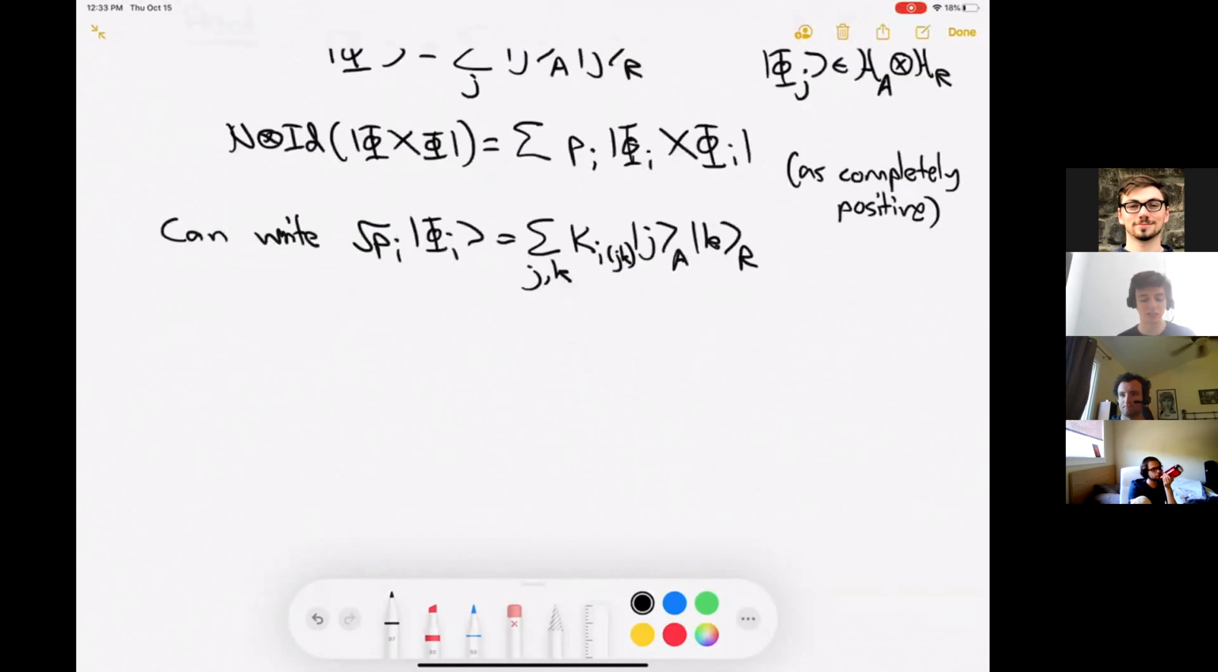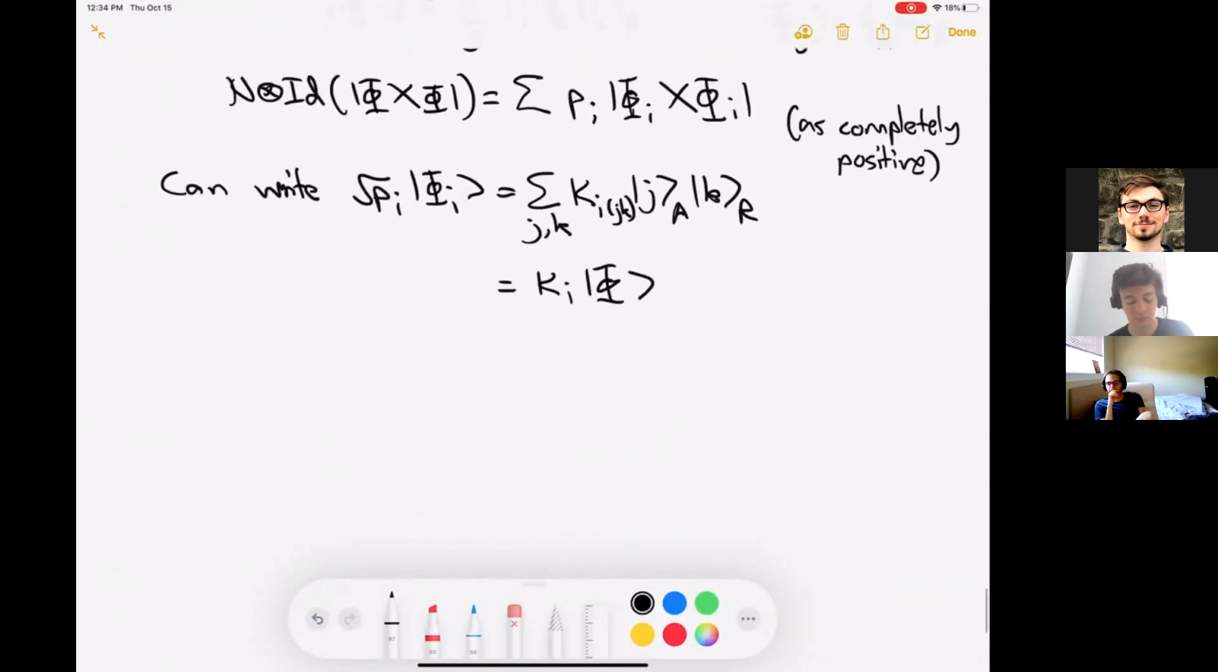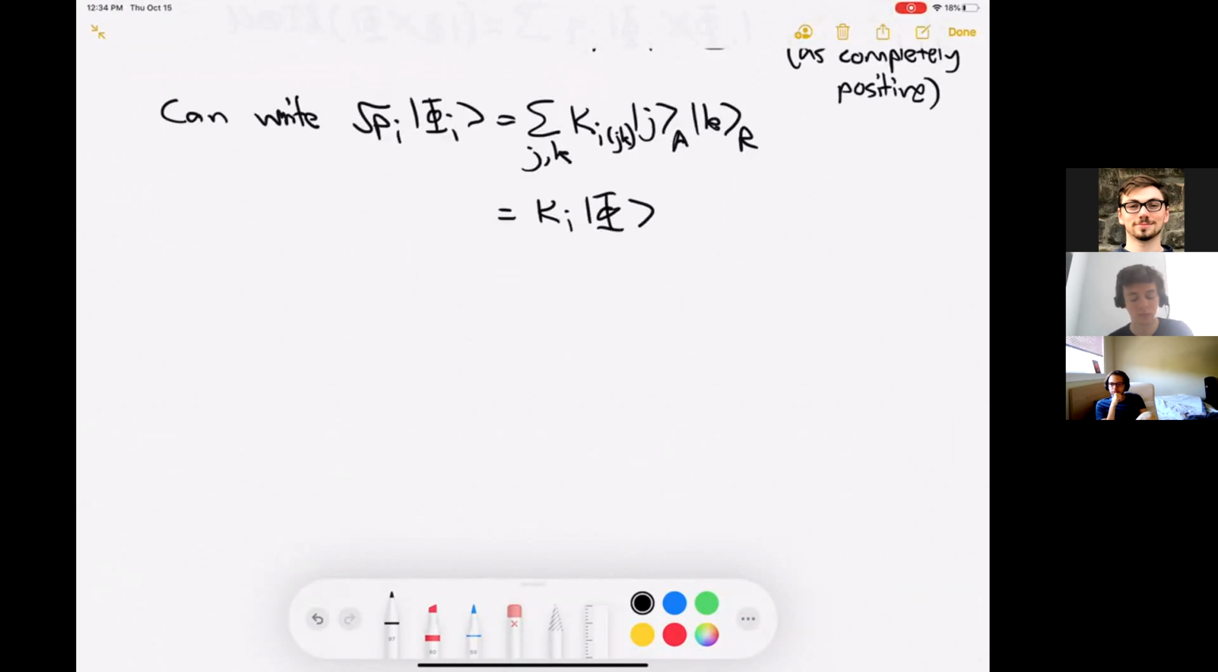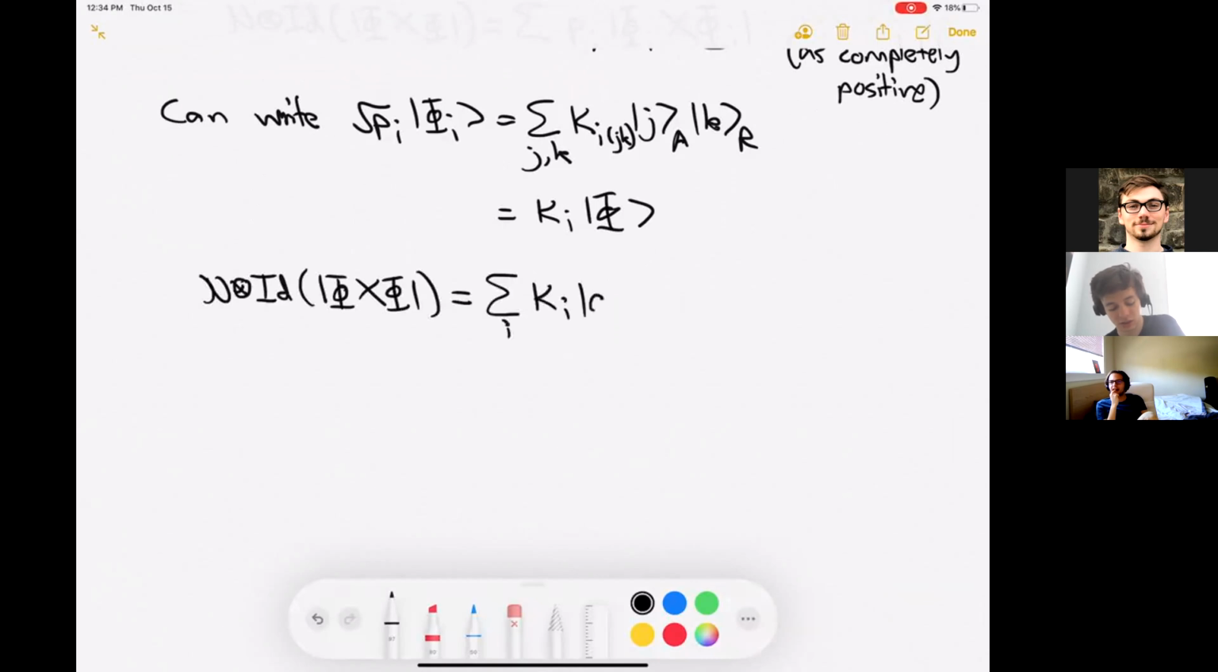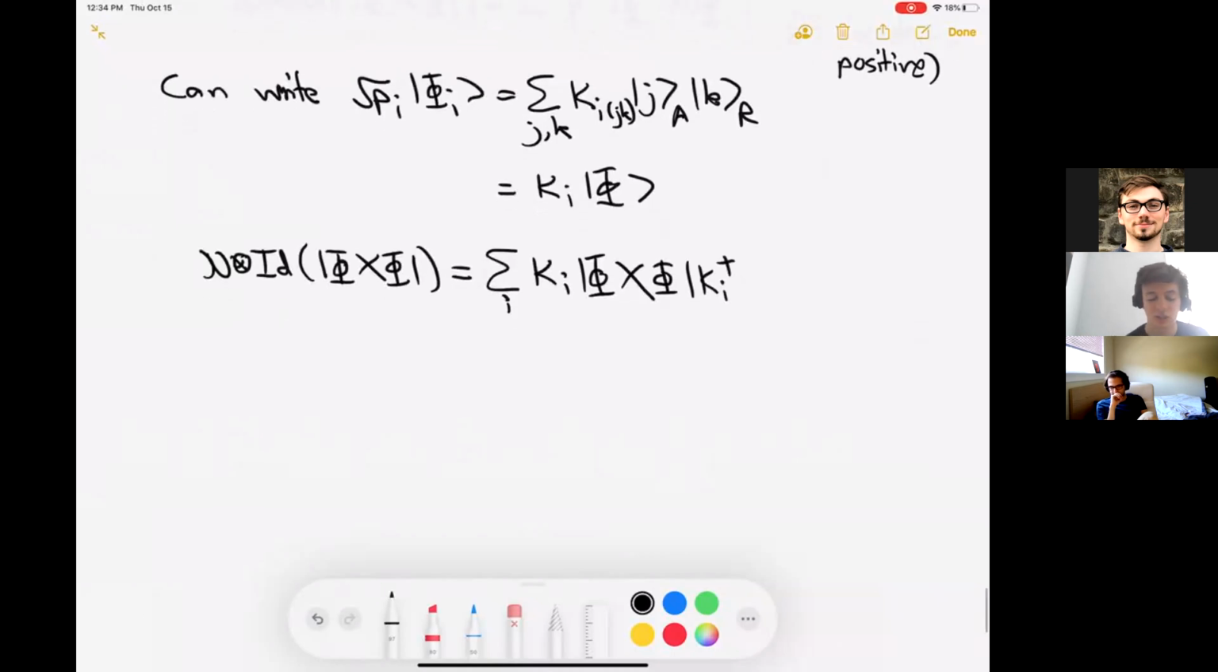So this is just using the fact that the tensor product has a basis given by the products of the bases of A and R. But now we can write this as Ki acting on our original state, ket phi, where Ki is just the matrix made out of Ki jk. So it follows that N tensor the identity acting on this particular state phi is equal to the sum over i, Ki phi Ki dagger. Now that's of course exactly what we wanted to end up happening.